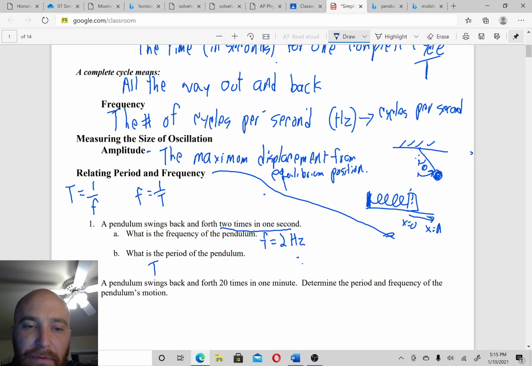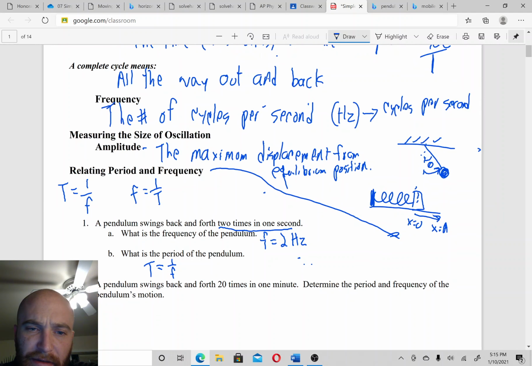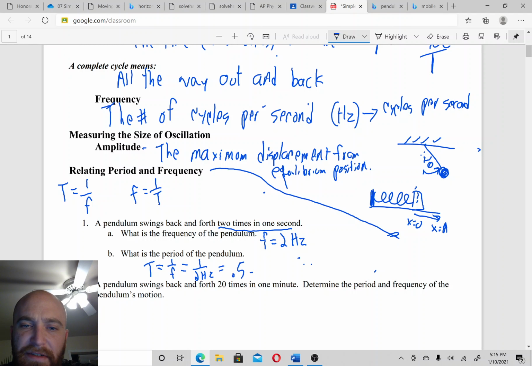Now for the period. If we know the frequency, we can always find the period using this equation up here. T is 1 over F. Plugging in, 1 over 2 is, well, I guess that's it, right? I guess I'll write 0.5 seconds.